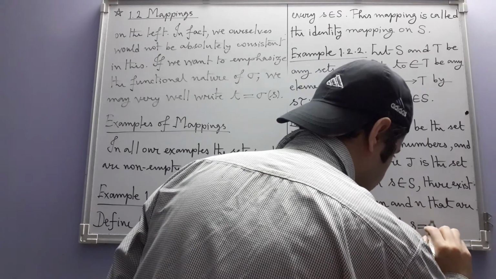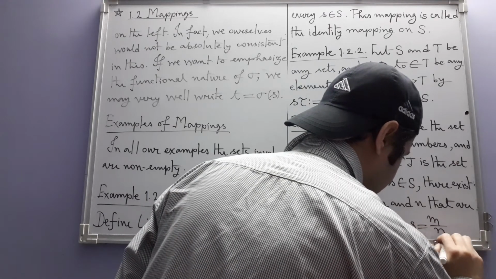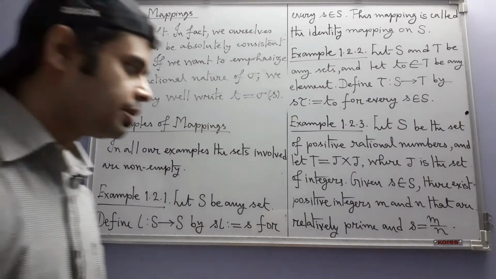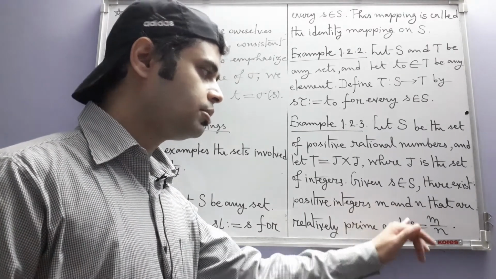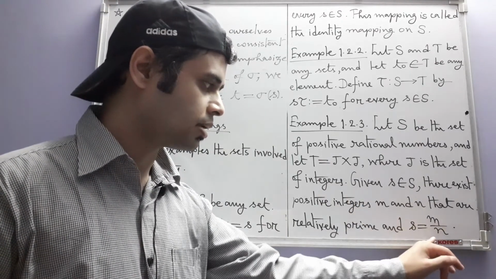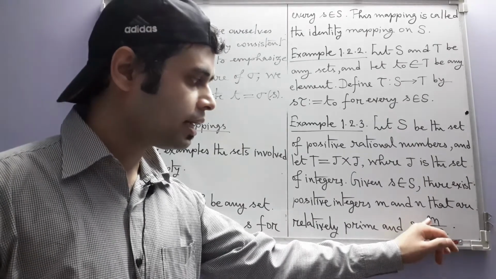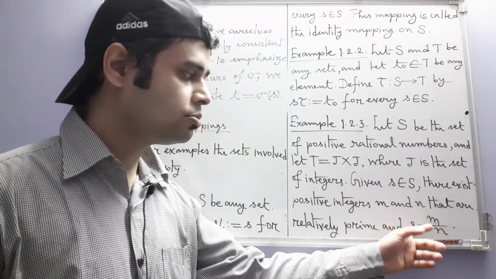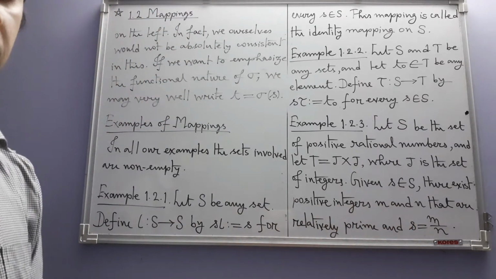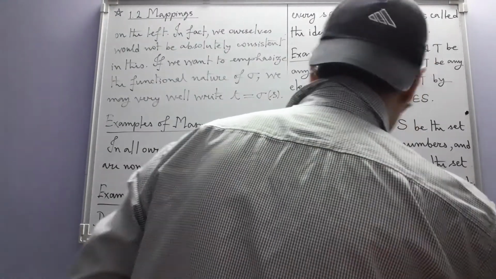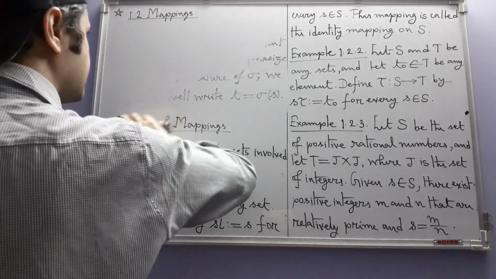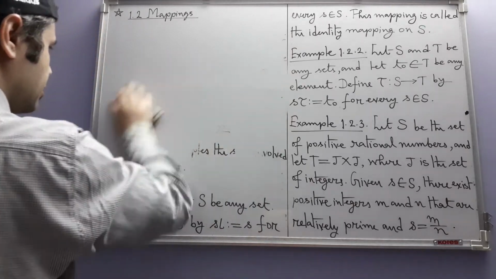S is equal to m divided by n. So not only do there exist positive integers for which this ratio becomes S, but we can in particular choose those integers in such a manner that they become relatively prime. So let us just see a small example of this to better understand what we are saying here.